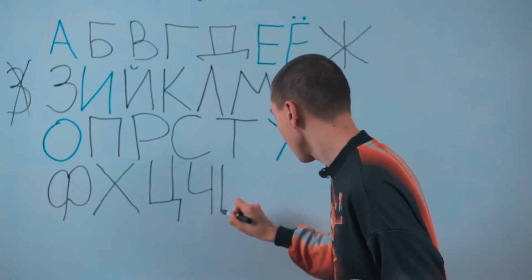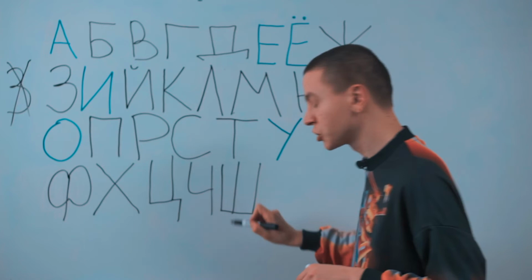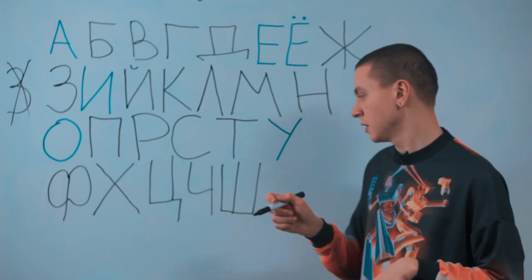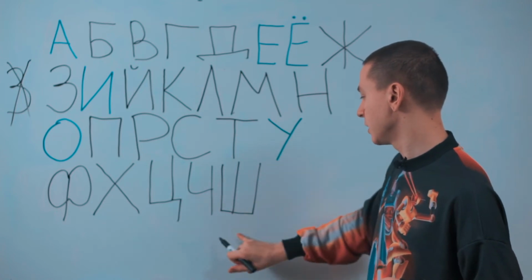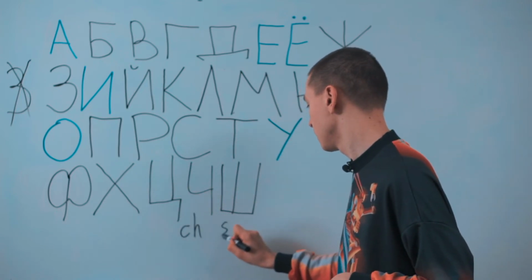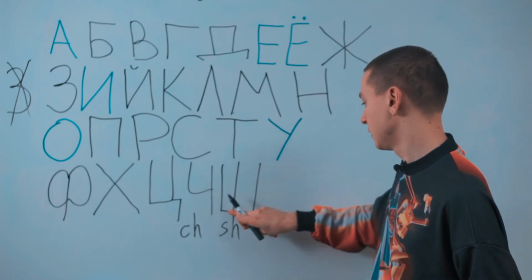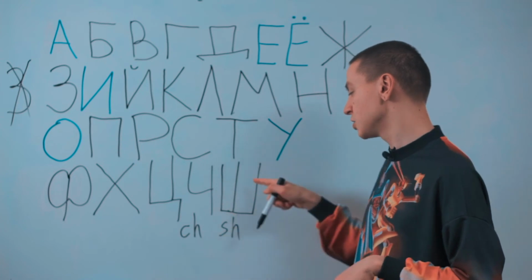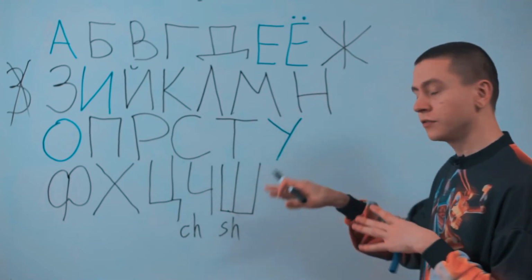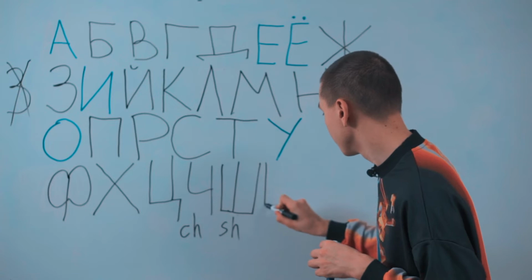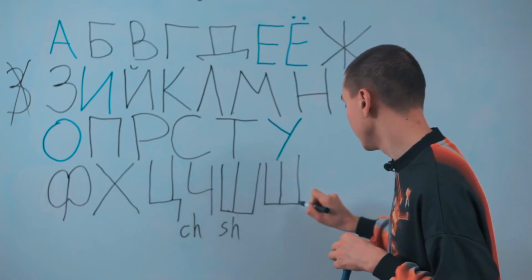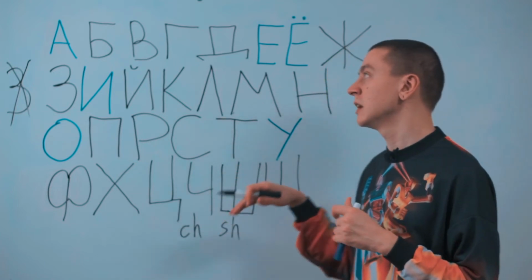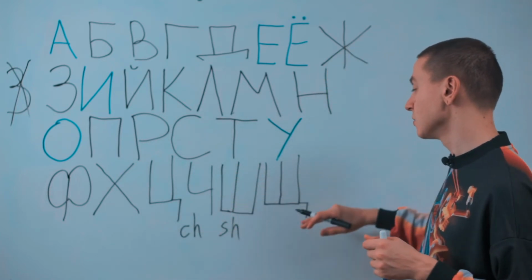Sh. Like in English, it's ch. Sh. I'm sorry, it was ch. Okay, I will write it like this, you know. Like this. Ch like ch, sh like sh. Just after sh, another letter that sounds like sh. And later we'll talk about the difference between these two sounds.